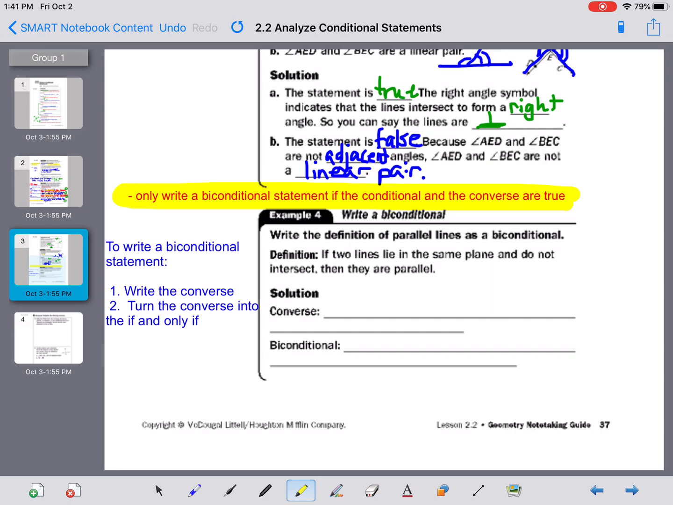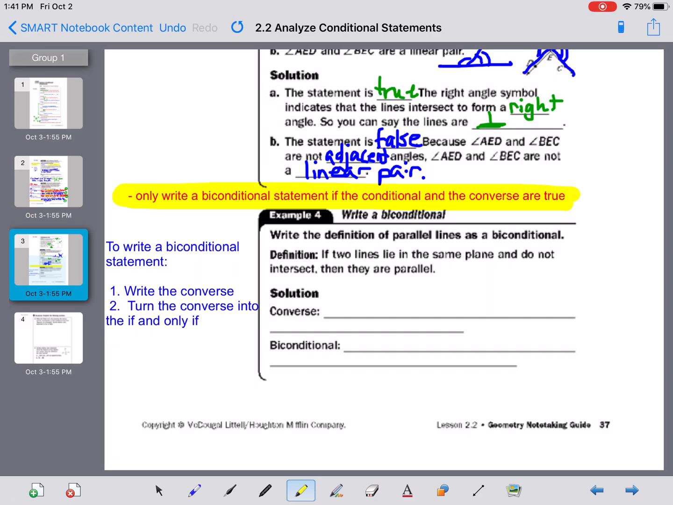And I can't stress this enough. This is going to be a question on a test or quiz somewhere along the way. So keep that in mind. I need a true on both the first and the second statement, both the if-then and the converse. Then I can write a biconditional. Otherwise, I just say no biconditional can be written.